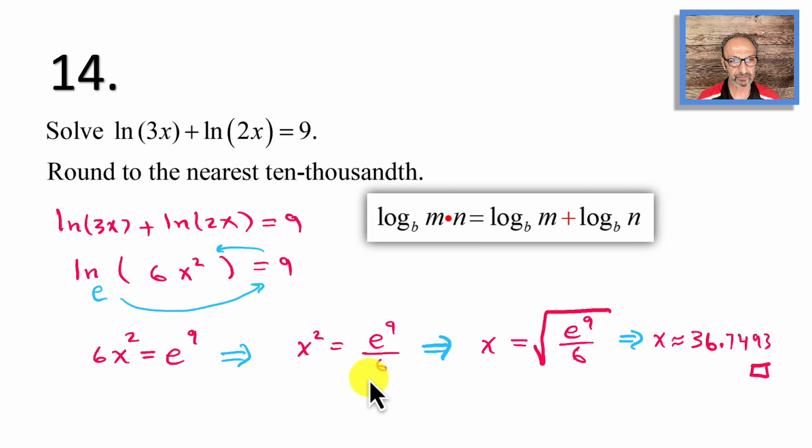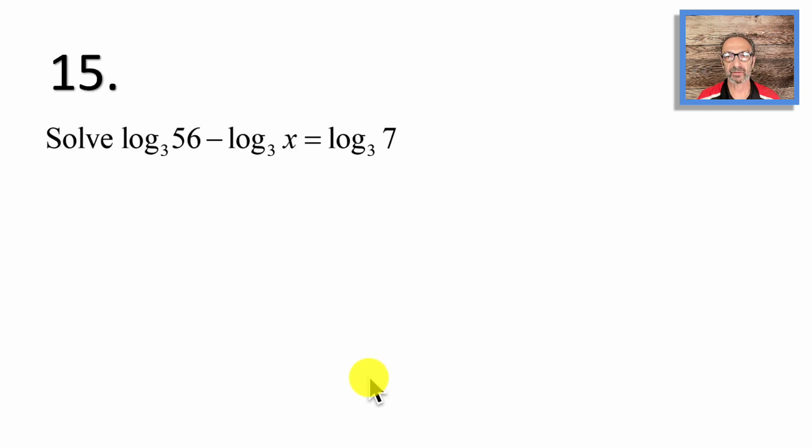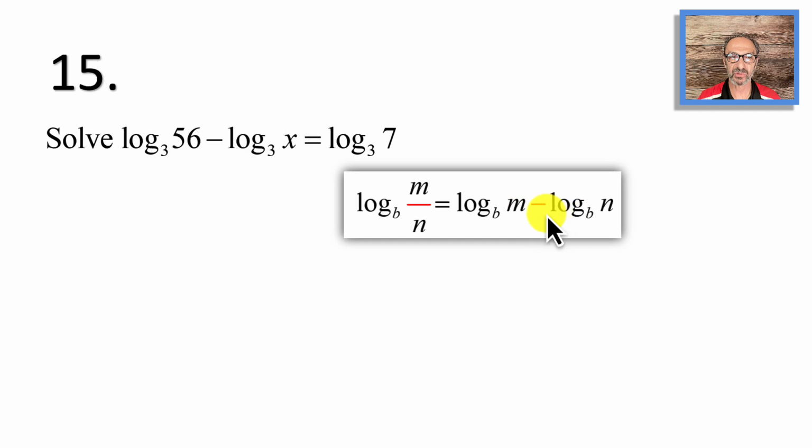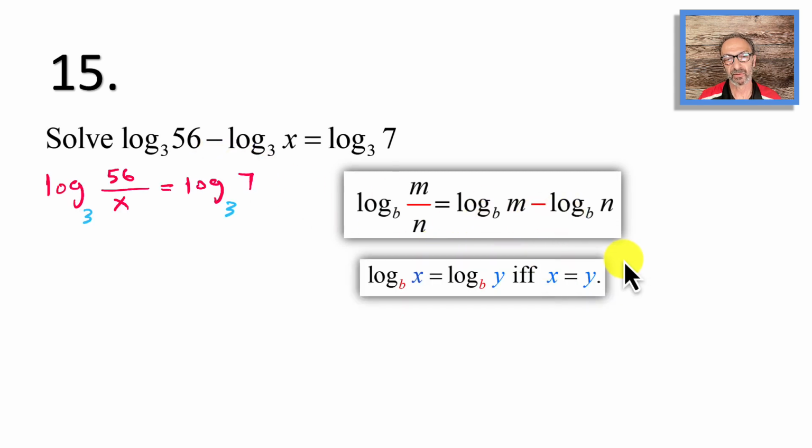Next, solve the following. This is a difference. The difference becomes a quotient. This is the formula: a difference of two logs becomes one log with m over n. So that's what's going to be applied to the left-hand side. And later on, we're going to use the log to exponential. So I have this 56 divided by x. Same base, as you could see. If they are the same base, we could conclude that the arguments are the same.